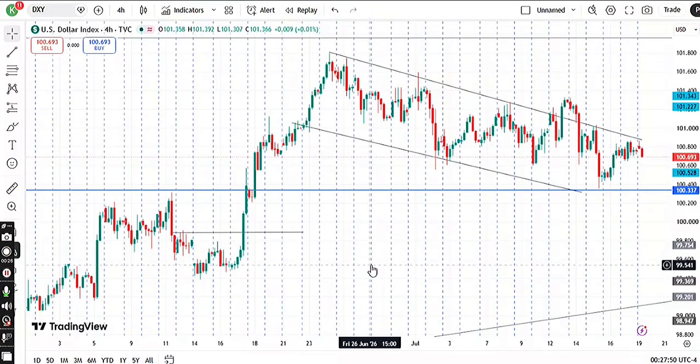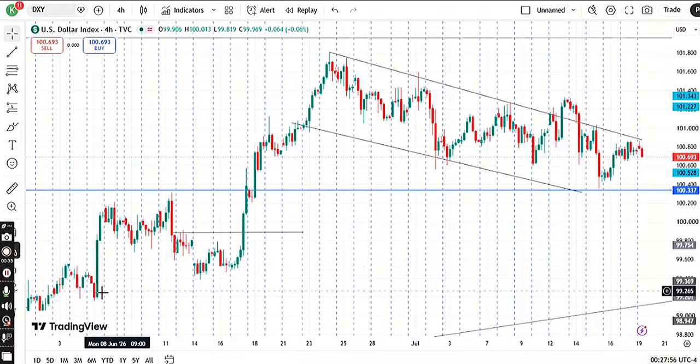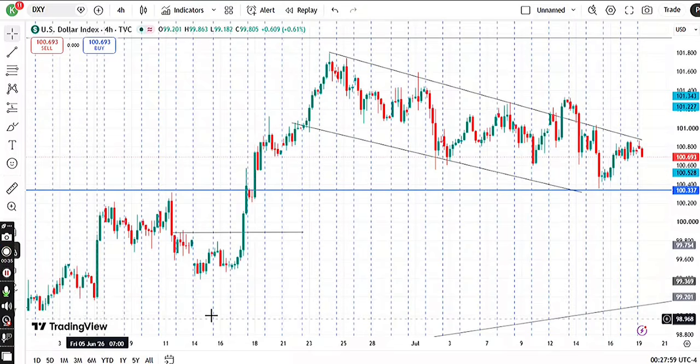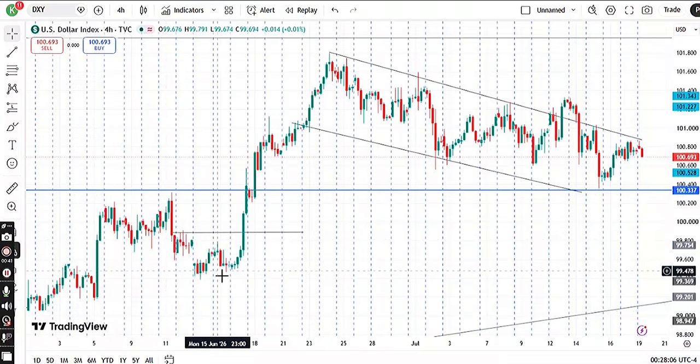This particular chart is a chart of the DXY in the 4 hours time frame, and we are going to use it to explain this. Let's start with understanding the structure of the market. If you look at this chart, you can see that it is obviously in an uptrend because it is creating a higher high, higher low, higher high.